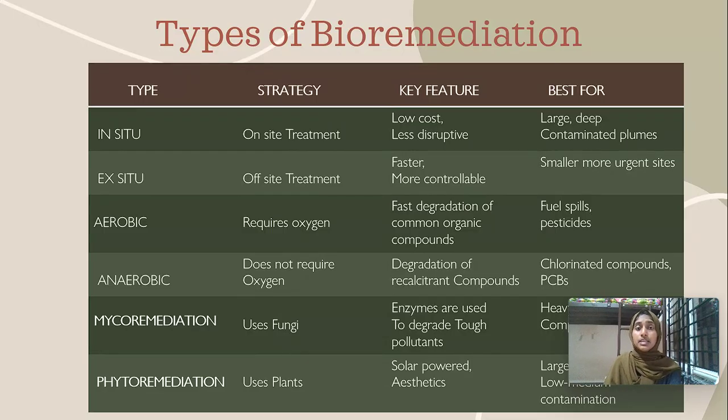So next we can differentiate bioremediation on the basis of organism which is involved in the bioremediation, which is microremediation and phytoremediation. Microremediation is the use of fungi for the degradation of tough pollutants by producing certain enzymes. Pollutants such as heavy metals and other chlorinated compounds are degraded by microremediation. And in case of phytoremediation, it is the use of plants for the remediation of contaminants from a site. It is usually used in large, low or medium contaminated sites.